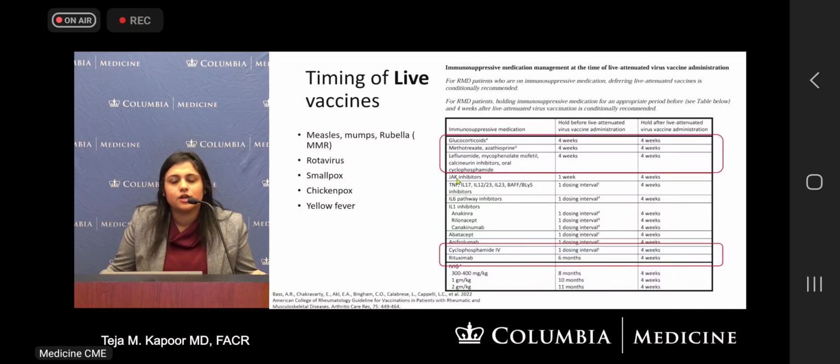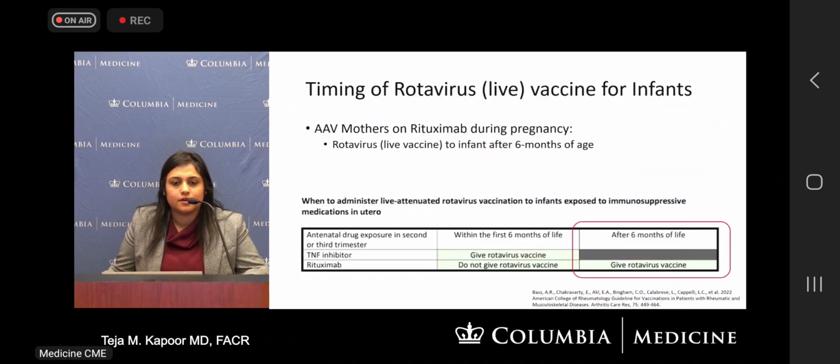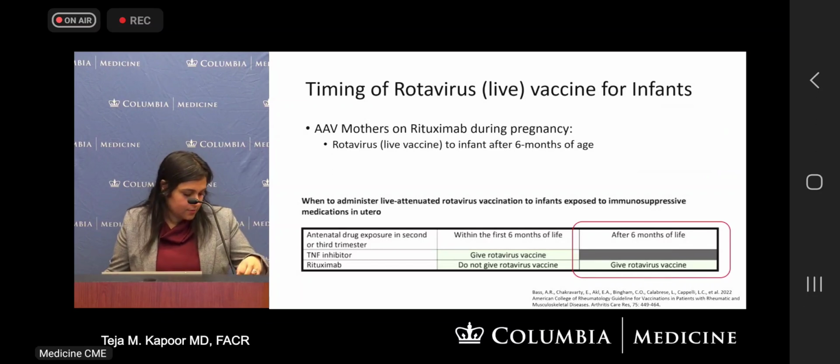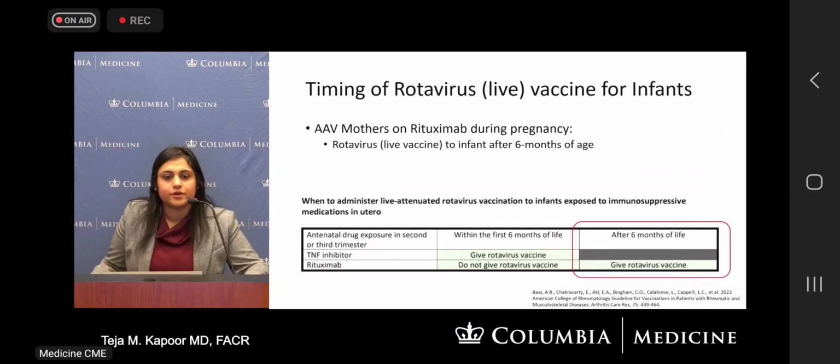So ideally, we would like to hold some of the immunosuppressants 4 weeks prior to the live vaccine virus administration and 4 weeks after. And then when it comes to rituximab or cyclophosphamide, you may hold for 1 dosing interval and a month later, and for rituximab 6 months and 4 weeks. So not completely contraindicated, but there is a dosing regimen as per the ACR. Running out of time, so I'll go through quickly.